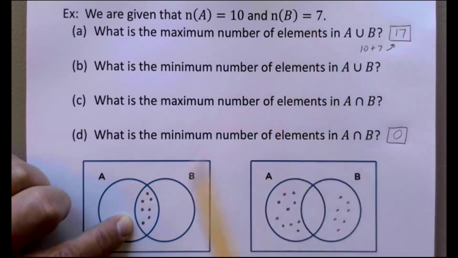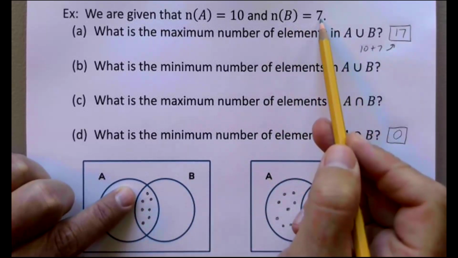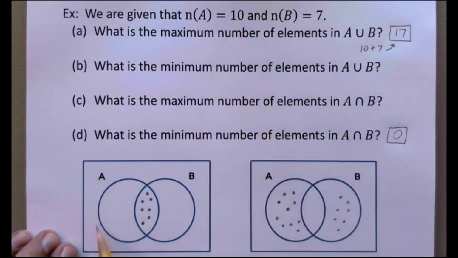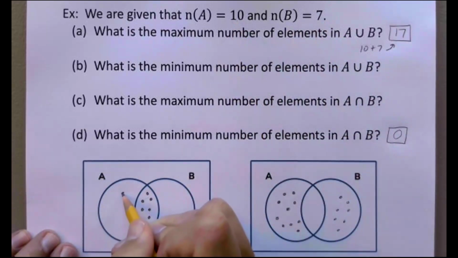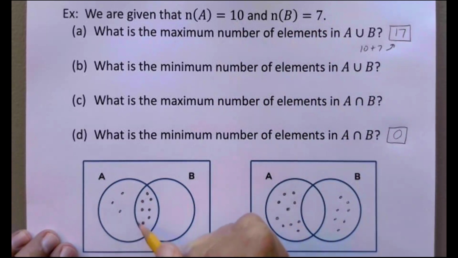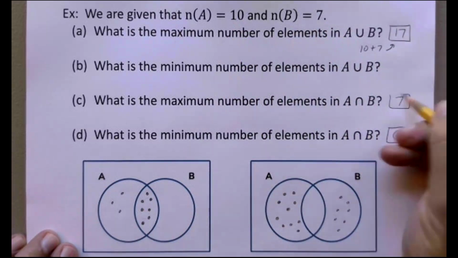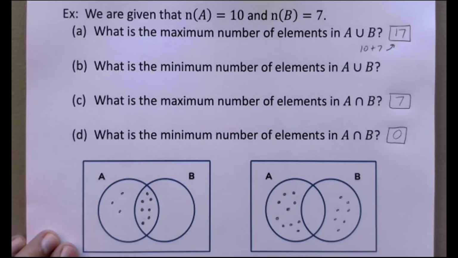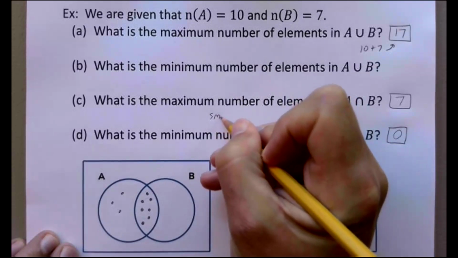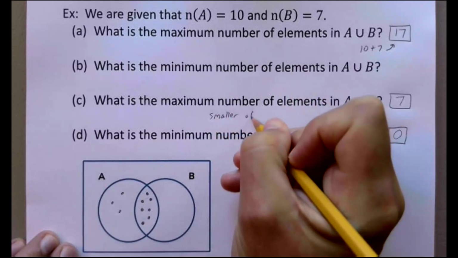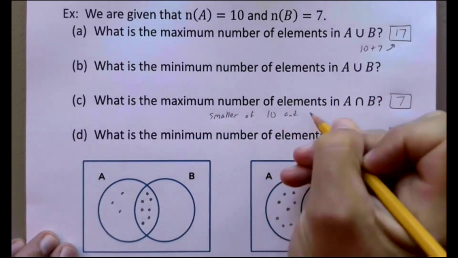I don't think I could put any more in the middle because the whole B circle is only supposed to have 7, and I've already maxed that out. The A circle is supposed to have 10, and I can do that by just including the other 3 right there because the A circle already has 7. Now they have the 10. Notice I have maximized the middle part. I have put as many people as possible in the middle. So the maximum number of people that could be in the middle is 7. And 7 is just the smaller number out of 10 and 7.